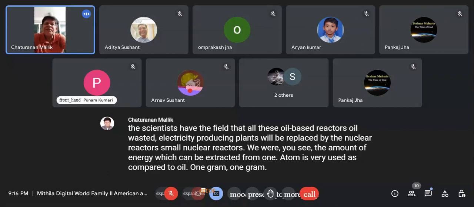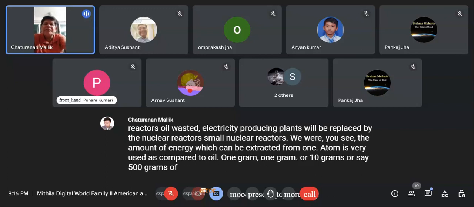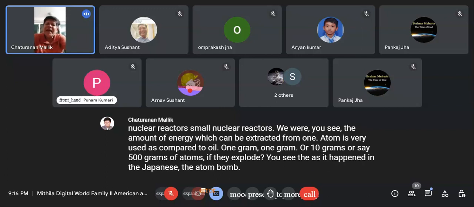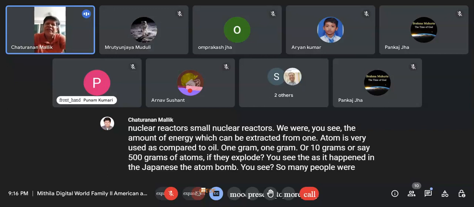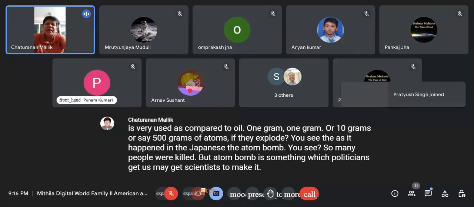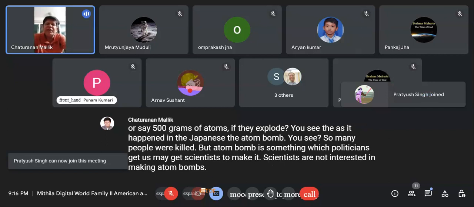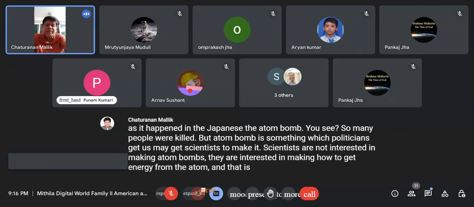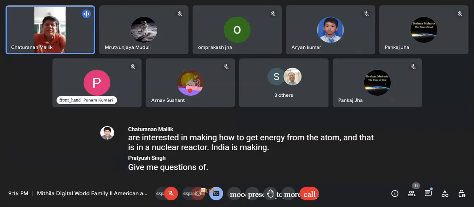If 1 gram or 10 grams or say 500 grams of atoms explode, as it happened in Japan with the atom bomb, so many people were killed. But the atom bomb is something which politicians get scientists to make. Scientists are not interested in making atom bombs. They are interested in how to get energy from the atom, and that is in a nuclear reactor. India is making sophisticated reactors.